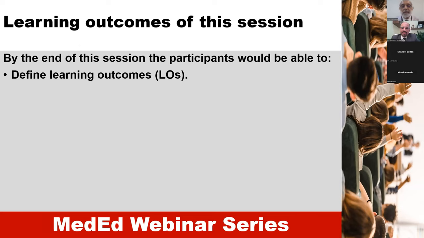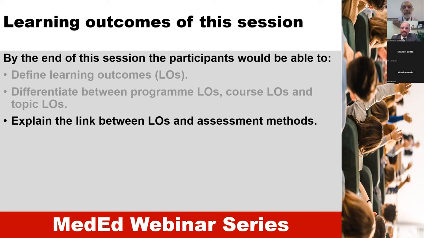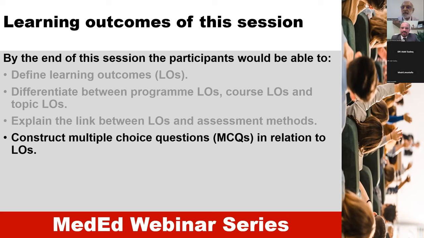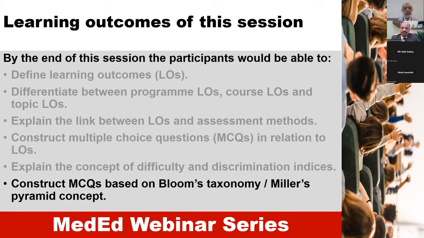By the end of this session, the participants would be able to define learning outcomes, differentiate between program learning outcomes, course learning outcomes, and topic learning outcomes, explain the link between learning outcomes and assessment methods, construct multiple choice questions in relation to learning outcomes, explain the concept of difficulty and discrimination indices, and construct multiple choice questions based on Bloom's taxonomy or Miller's pyramid concept.